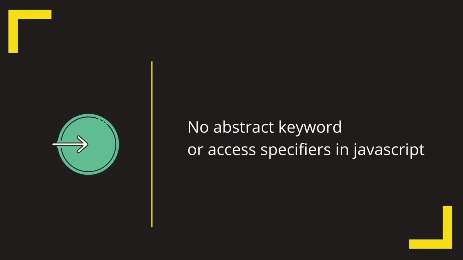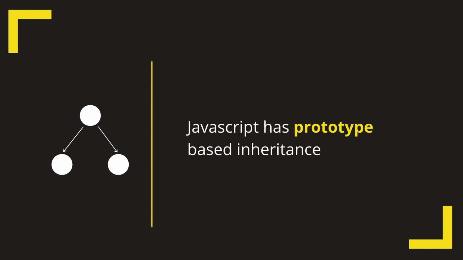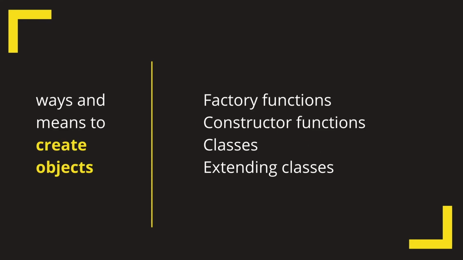Maybe we can try explaining these concepts using TypeScript in another video, but for now it is JavaScript. We need to understand that JavaScript is different, as we discussed in the prototype video. The whole concept of inheritance in JavaScript is based on prototype. In this video we are going to discuss ways and means by which we can create objects in JavaScript. In the process we will discuss factory functions, constructor functions, JavaScript classes and how to extend classes.